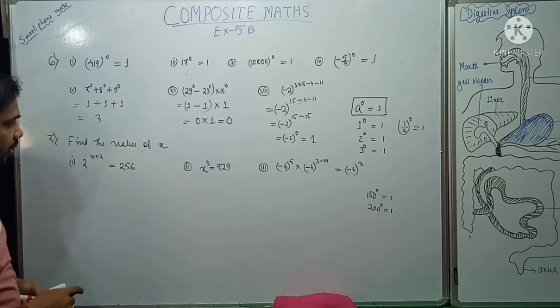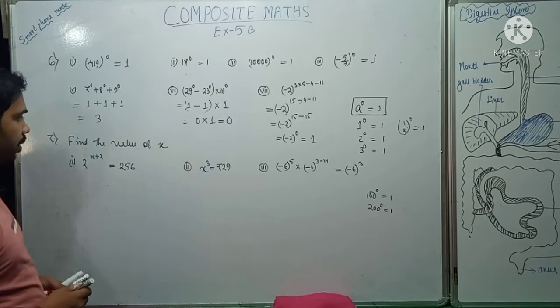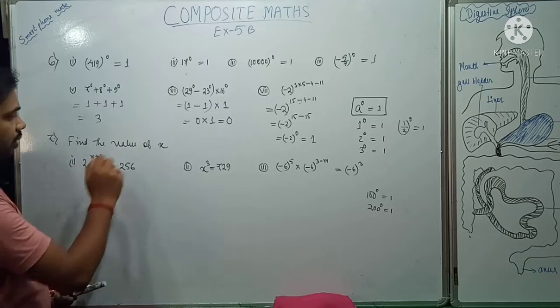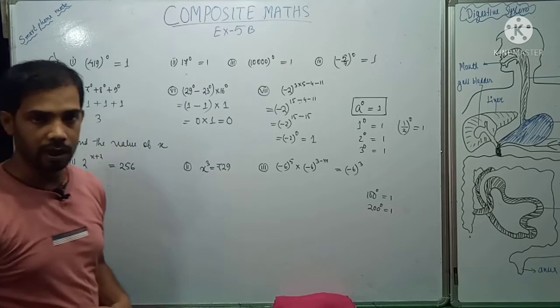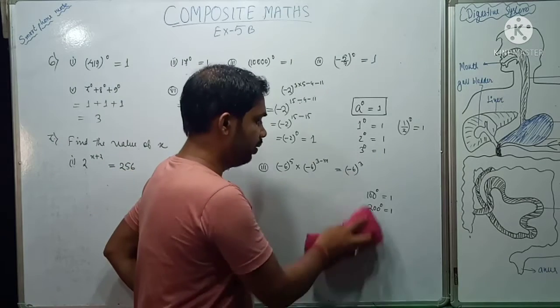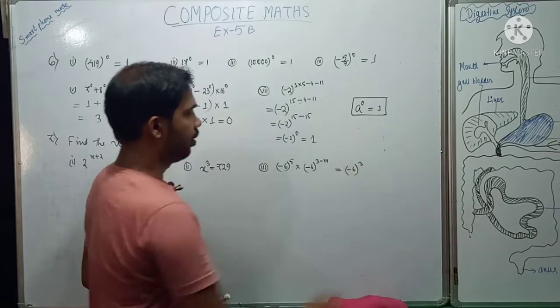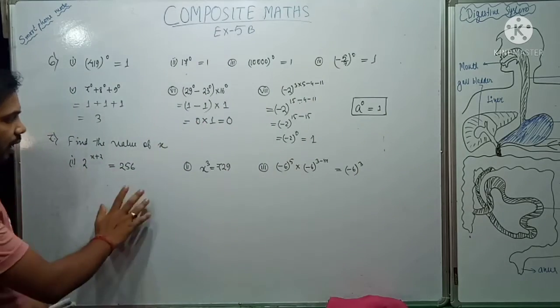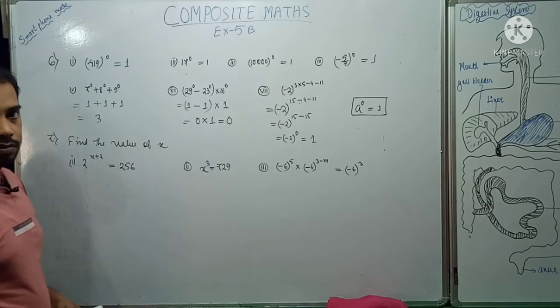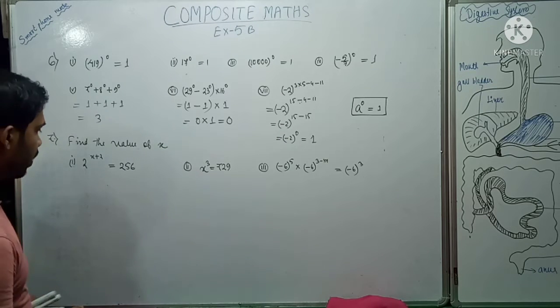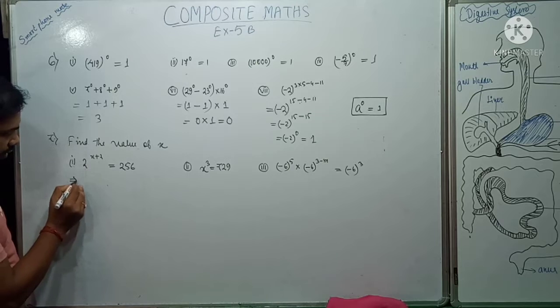Now we are going to do question number 7. So what is given in question number 7? You see, find the value of x. So we have to find out the value of x. So let me rub this one. Just you remember this one, this one is valid for this question only. In this question I think we will not use it, or if required then we will use it. Let's see this one, what is given?